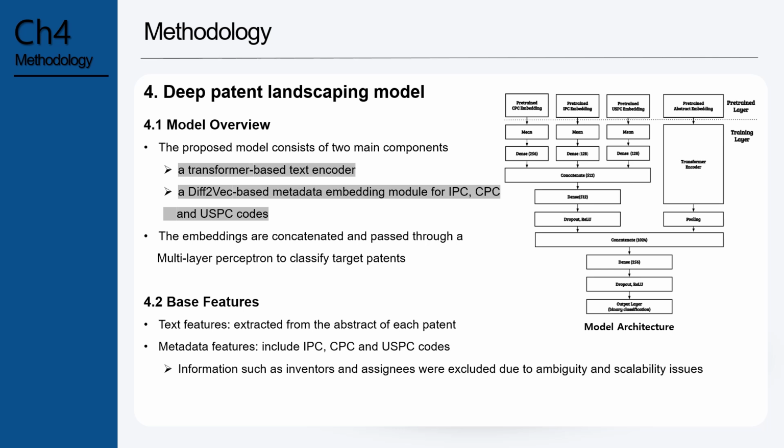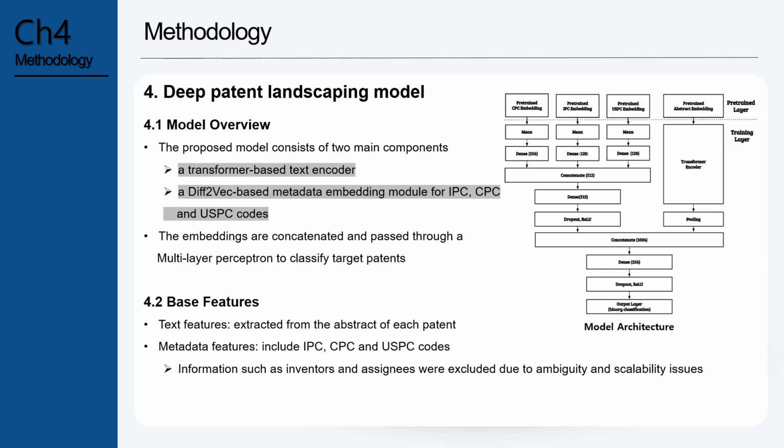The abstract is a short summary of the patent. It usually explains the key idea of the invention. The transformer model helps understand the meaning of the abstract by learning how the words relate to each other. This creates a meaningful text embedding that represents the patent's content.